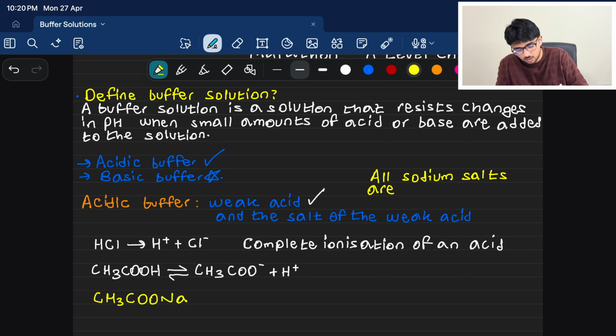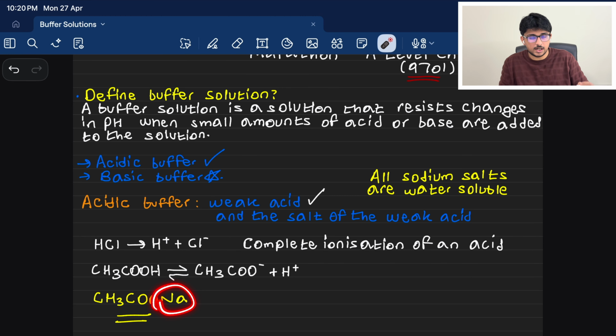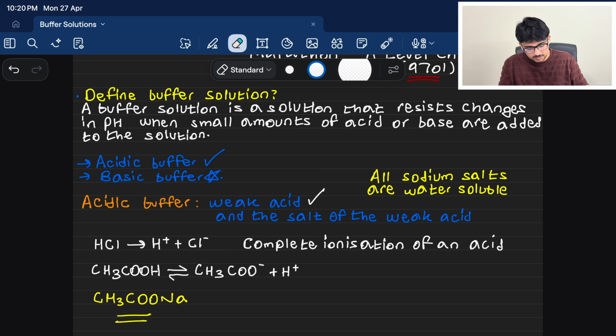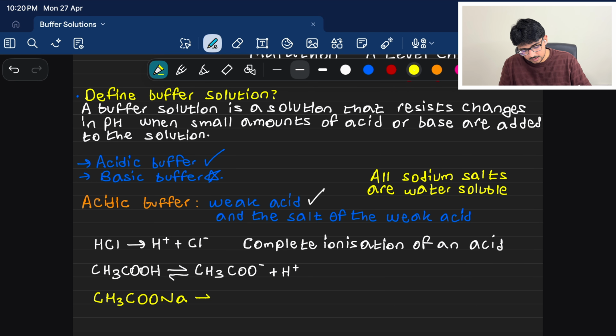Now, you must have learned this in IGCSE that all sodium salts are water soluble. What's a sodium salt? A sodium salt is basically a salt which has sodium in it. A potassium salt is a salt which has potassium in it. All sodium salts are water soluble, meaning when I dissolve this compound, which by the way is a sodium salt, into water, every single CH3COONa, I'm going to tell the name later, every single one of this molecule is going to dissociate into its negative ion, which is CH3COO minus, just like we did for the acid, and the positive ion.